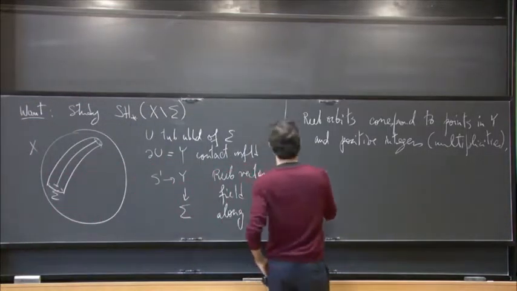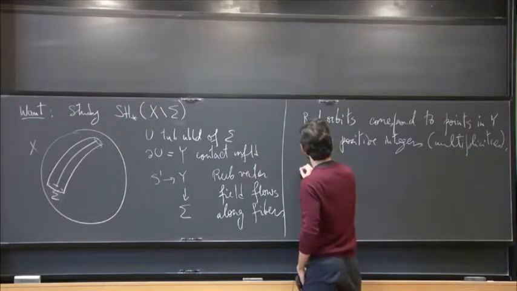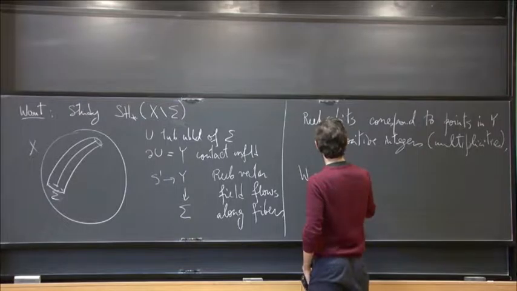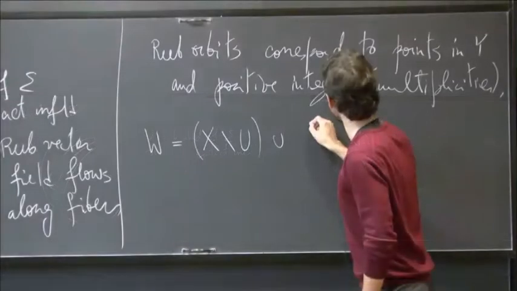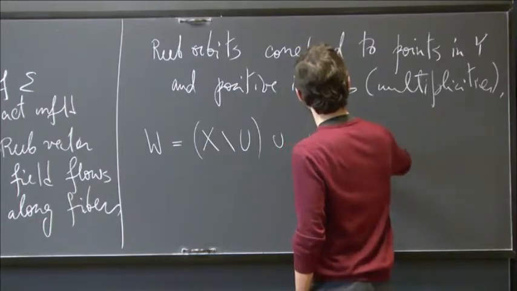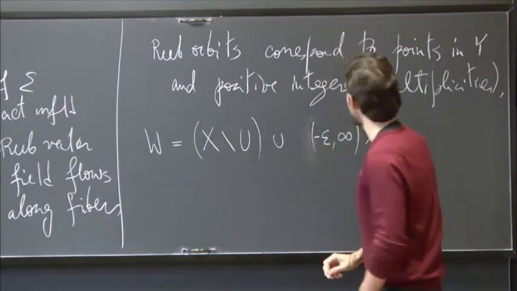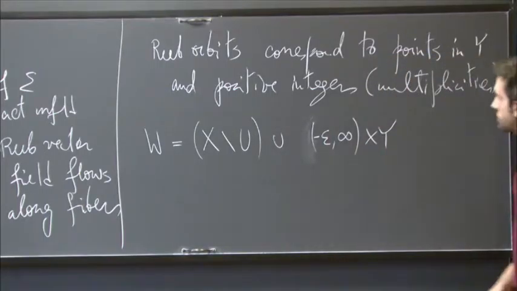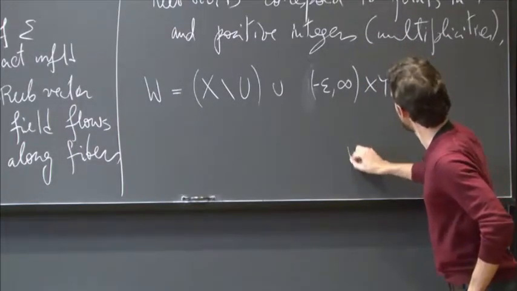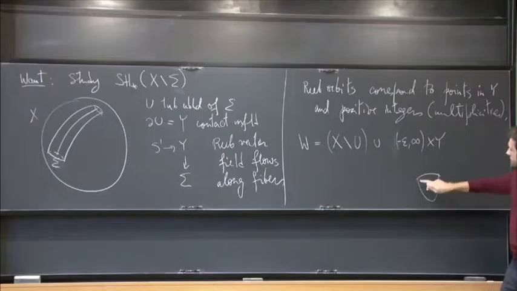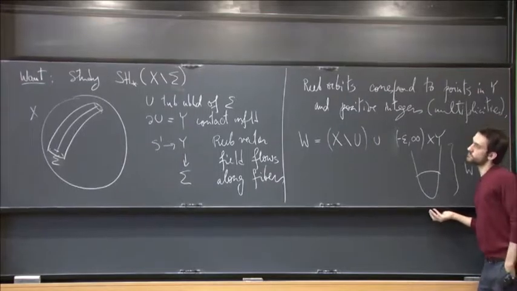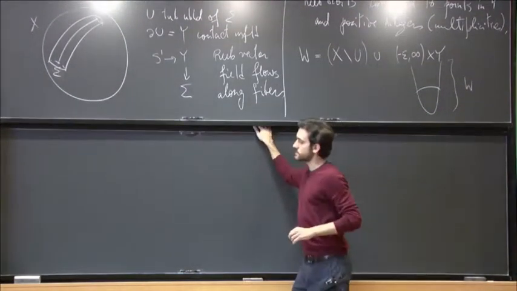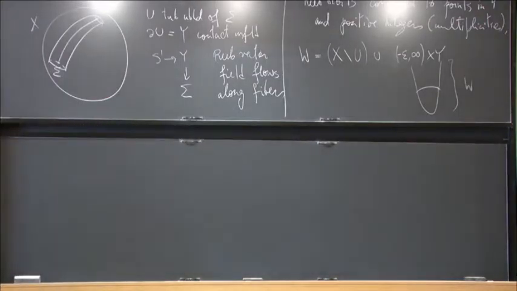So what I'm going to do is consider not just the complement of the divisor, but this manifold, which is X minus the tubular neighborhood of the divisor, and then union something looking like a half infinite interval times Y. If this is my X minus U, it has some boundary, which is my contact manifold Y, and then I just attach a half infinite cylinder along it. So this is a cartoon for my W. This W is the symplectic manifold in which I'll be doing Floer theory.